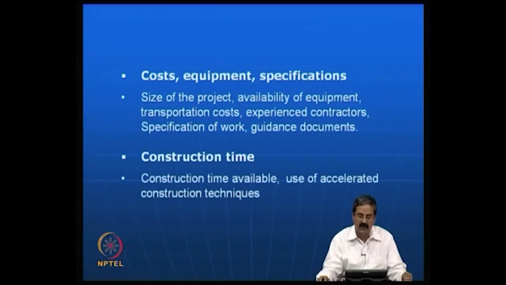Then guidance documents. Specification of the work is one thing; guidance documents are another. For example, when you are trying to use a new technique, the contractor should know completely, the owner should know completely, the engineer should know completely, even all parties. In fact, in any construction project, there are at least 4 people. One is an owner, which can be a government, the next one is a designer, then a contractor, then you may also have some supplier. You may also have somebody like a quality control supervisor.